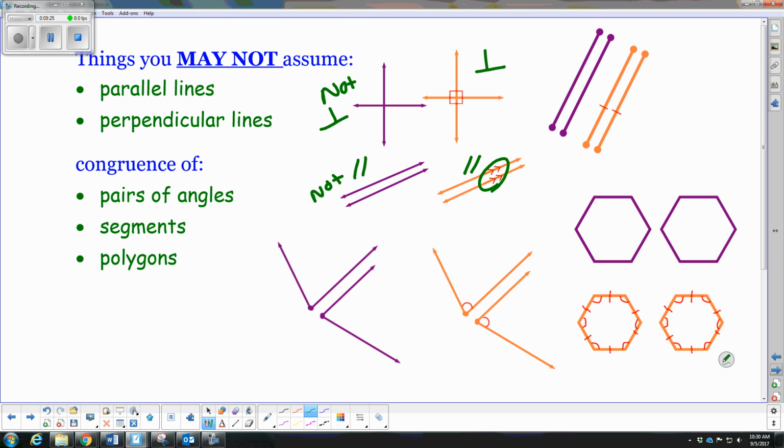You may not assume that a pair of angles are congruent unless they are marked congruent. You may not assume segments are congruent unless they are marked congruent. And you may not assume polygons are congruent unless they are marked congruent.